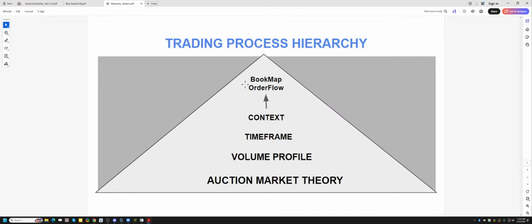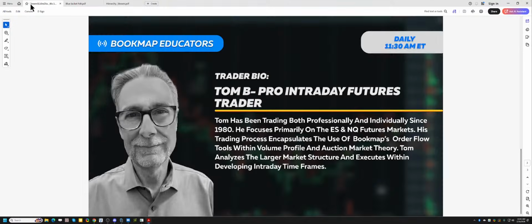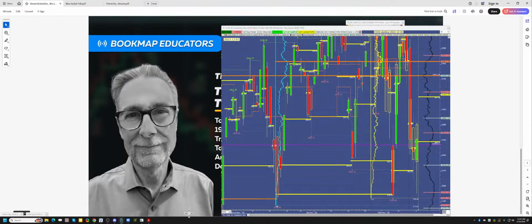And then Bookmap is the order flow tool. I call it the tip of the spear. So when we're going to actually execute, we're going to look at order flow and how it relates to all these other elements. Anyway, I wanted to give you that. Now let's go to the higher time frame. And if you have questions, please post them. I'll do my best. This is the as of yesterday.